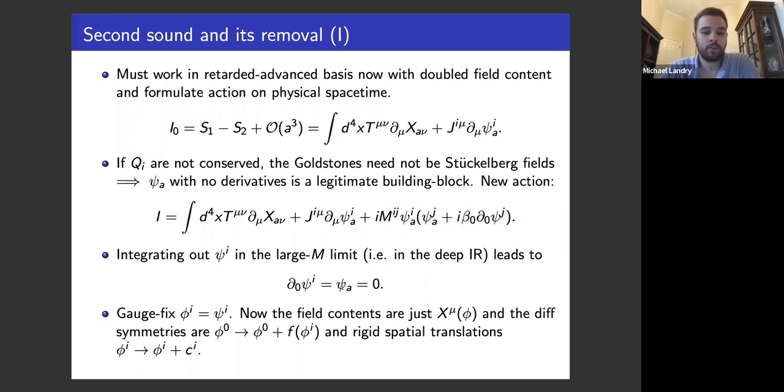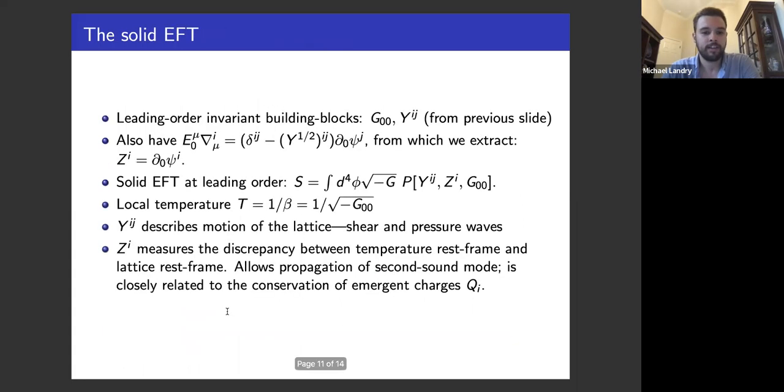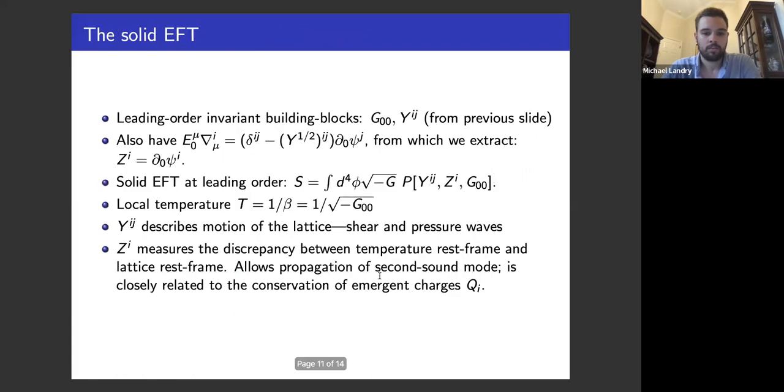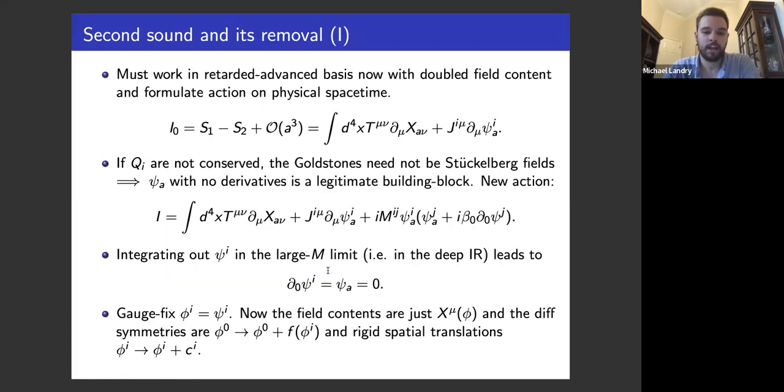At this stage, we've now successfully entirely eliminated these psi A's, and we've eliminated these psi I's enough that we can now gauge fix phi I is equal to psi I. And with this gauge fixing procedure, we can, in effect, remove these psi I's. So now we've entirely removed the goldstones associated with these Q's. And so this is the kind of non-algebraic inverse Higgs constraint that I was talking about before. Right, so there's no algebraic reason why this can happen. However, it just happens that the symmetries conspire in such a way that with gauge fixing, you can, in fact, entirely remove these things on the equations of motion.